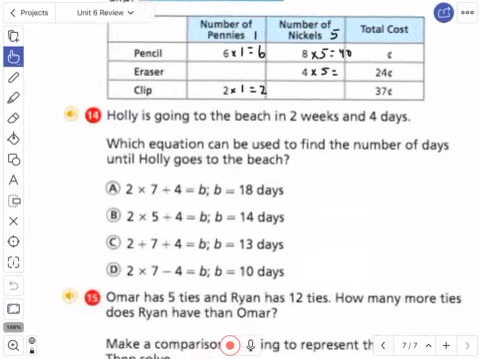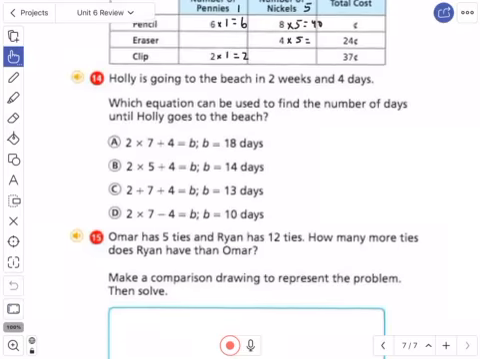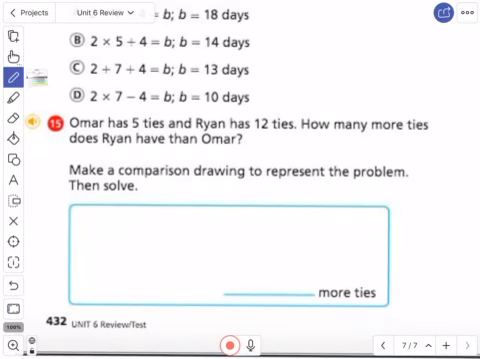Okay, then number 14. Holly is going to the beach in 2 weeks and 4 days. Which equation can be used to find the number of days until Holly goes to the beach? So is it A, 2 times 7 plus 4 equals B? B equals 18 days. B, 2 times 5 plus 4 equals B. B equals 14 days. C, 2 plus 7 plus 4 equals B. B equals 13 days. D, 2 times 7 minus 4 equals B. B equals 10 days. So there's only one equation there. That's the correct one.